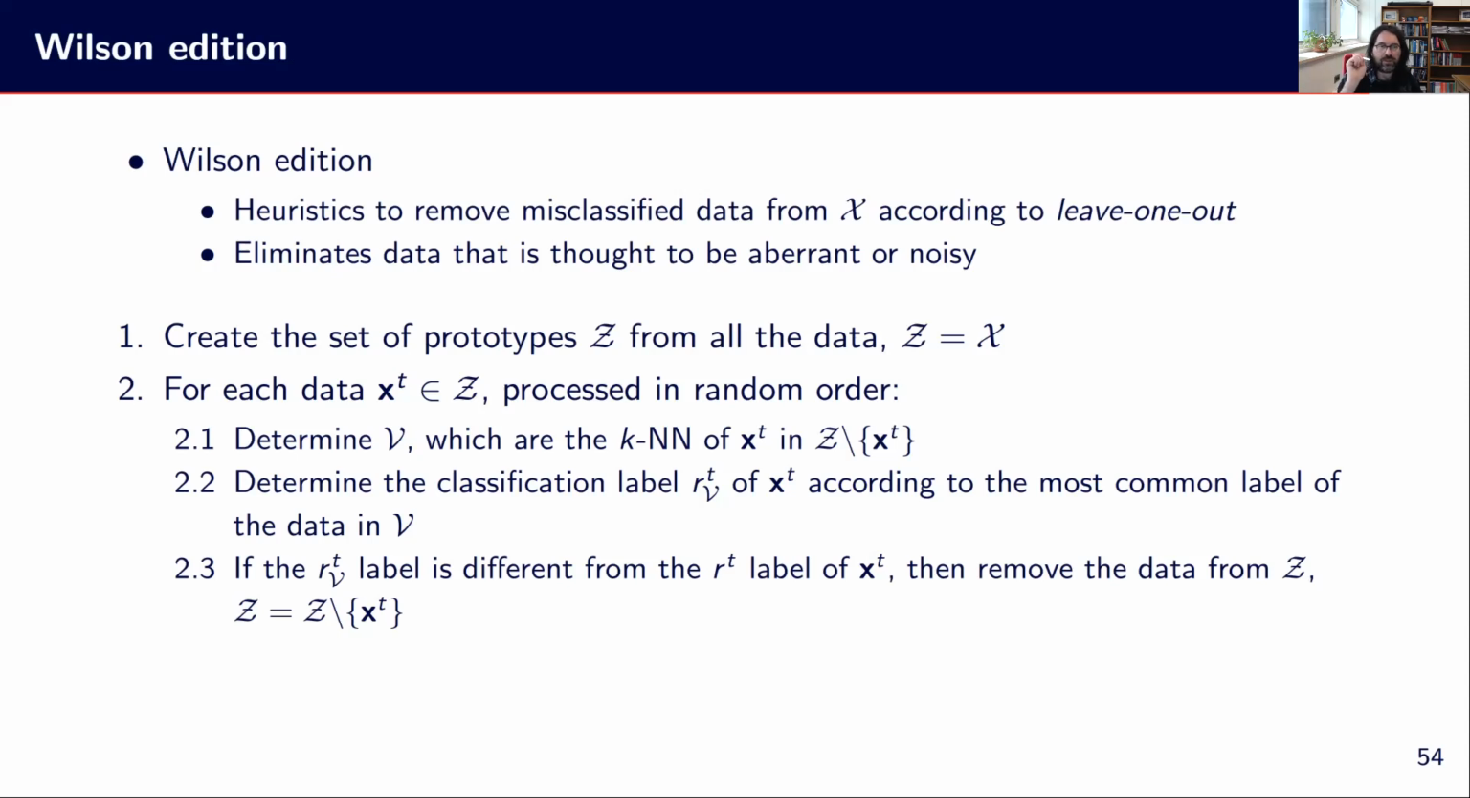And if these are disagreeing, so if we don't classify xt as the same class as the k nearest neighbors, we are removing xt from Z. So here we are simply removing the sample xt from Z because it is misclassified according to its k nearest neighbors. And we are in fact processing the whole dataset in one pass.